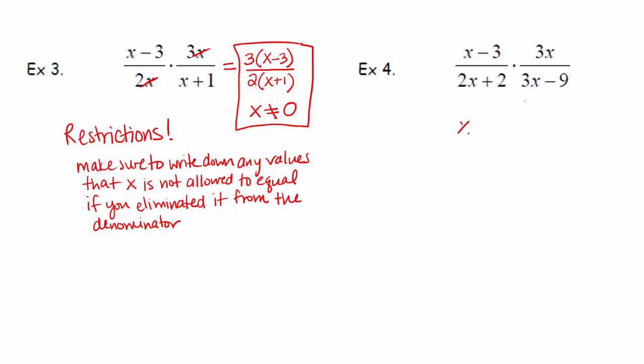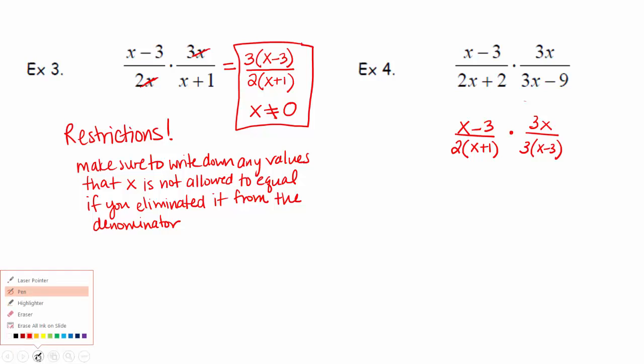So I'm going to rewrite this. We have x minus 3, and I'm going to factor that denominator, so I'm going to factor out a 2. So 2 times x plus 1. And then on this side over here, this fraction, we're going to have a 3x. And this denominator I can factor out 3, so 3 times x minus 3. So there's our new problem. Look at this. I think we have a lot of stuff we could cancel now. I will even change colors.